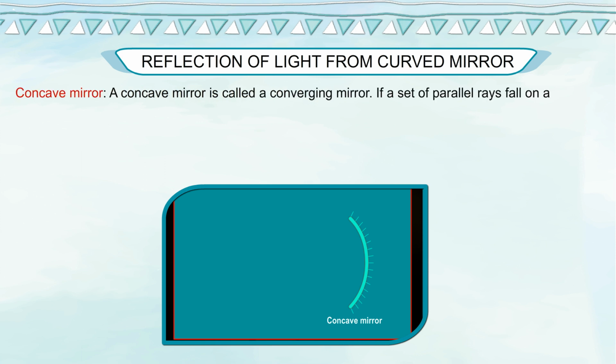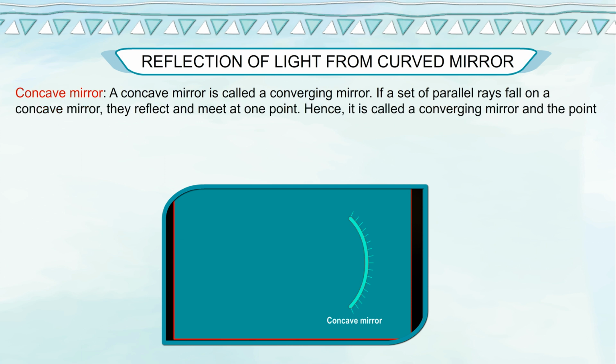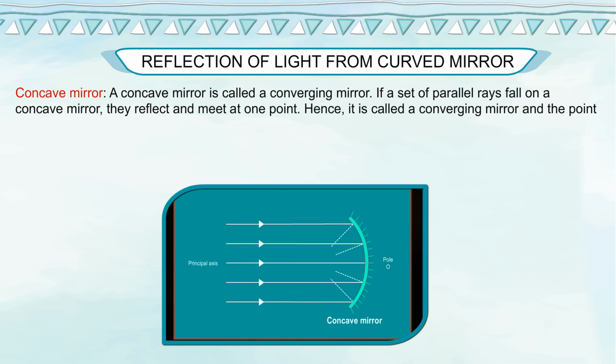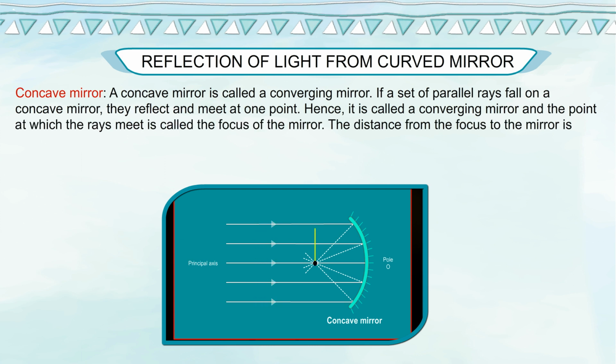Concave mirror. A concave mirror is called a converging mirror. If a set of parallel rays fall on a concave mirror, they reflect and meet at one point. Hence, it is called a converging mirror. The point at which the rays meet is called the focus of the mirror. The distance from the focus to the mirror is called its focal length.